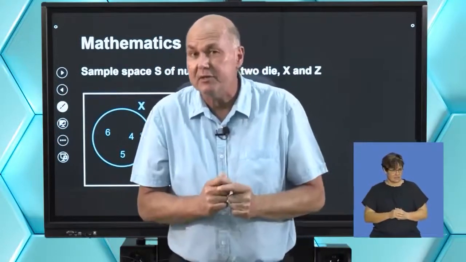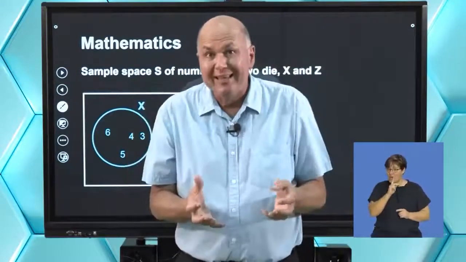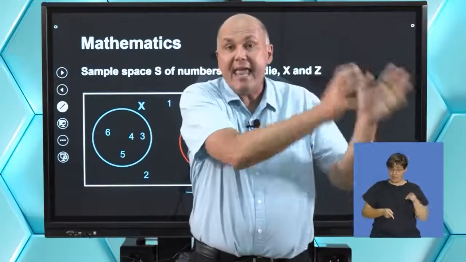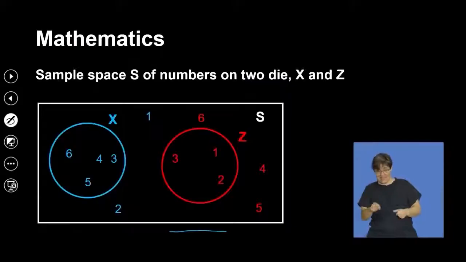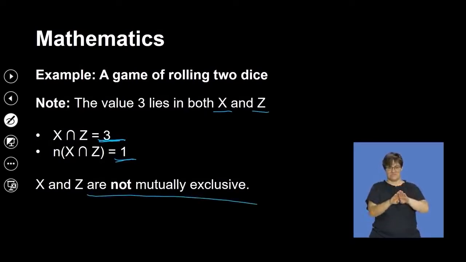That's an interesting question. Remember our OR rule. That means union. They must be either in X or Z. Let's have a look. We notice that there were 7 values altogether, but there's an intersection. 3 is common to both X and Z. There's only one element. So we can say immediately that there's an intersection, they're not mutually exclusive.